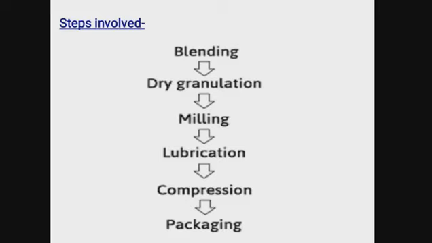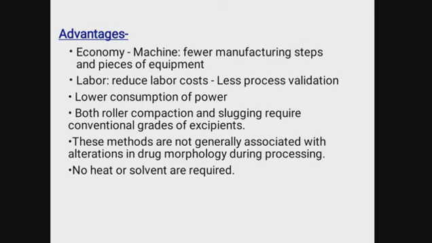These are the advantages of direct compression. First, economy, that is, fewer manufacturing steps and pieces of equipment. Second, reduced labor cost, that is, less process validation. Third, lower consumption of power. Fourth, both roller compression and slugging require conventional grades of excipients. Fifth, these methods are not generally associated with alterations in drug morphology during processing. Sixth, no heat or solvent is required.